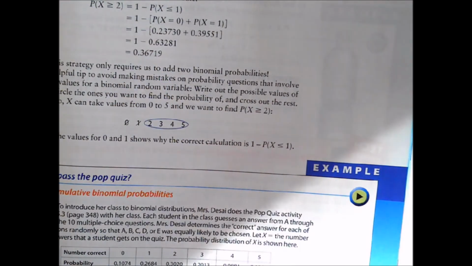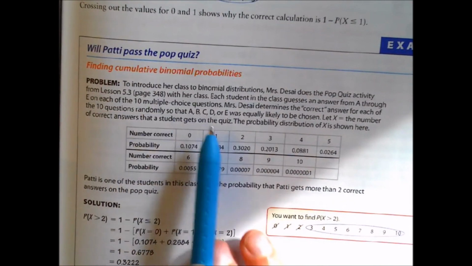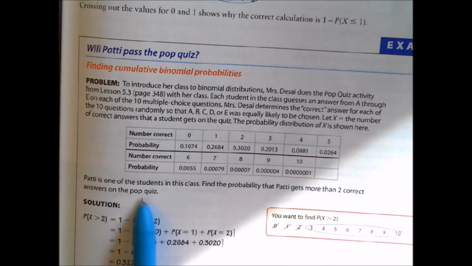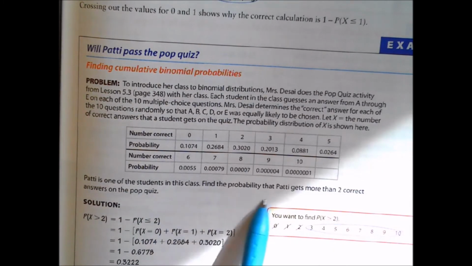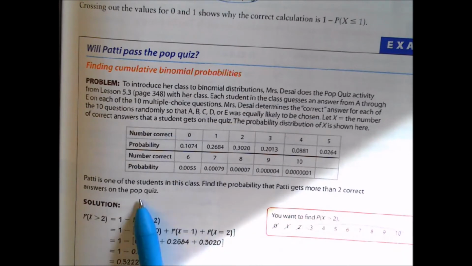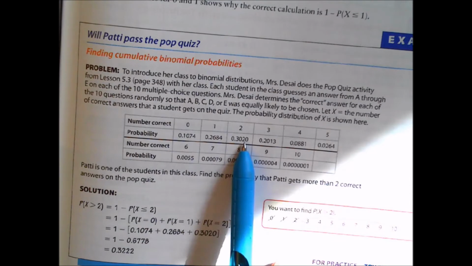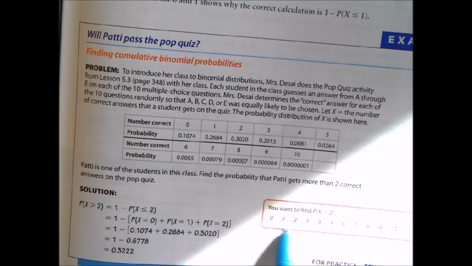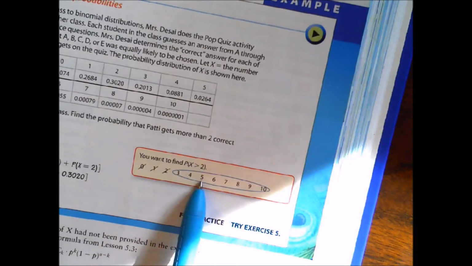Okay, so go back to the pop quiz question. Remember the 10 questions and 1 of 5 answers being given. Here's the distribution. Patty is one of the students in the class. Find the probability that she gets more than 2 correct answers. More than 2, there are 2 different ways you could do it. More than 2 would be 3 or more. So not these, but it'd be 3, 4, 5, 6, 7, 8, 9, or 10.